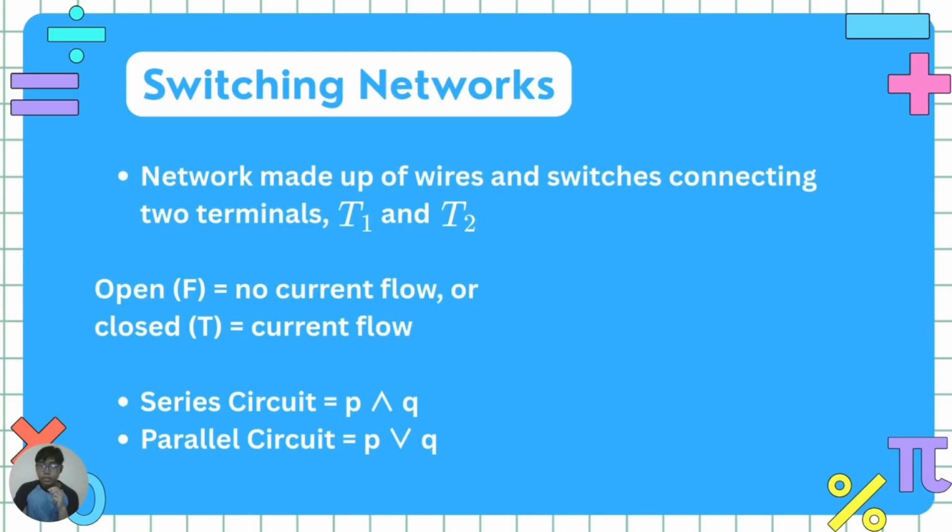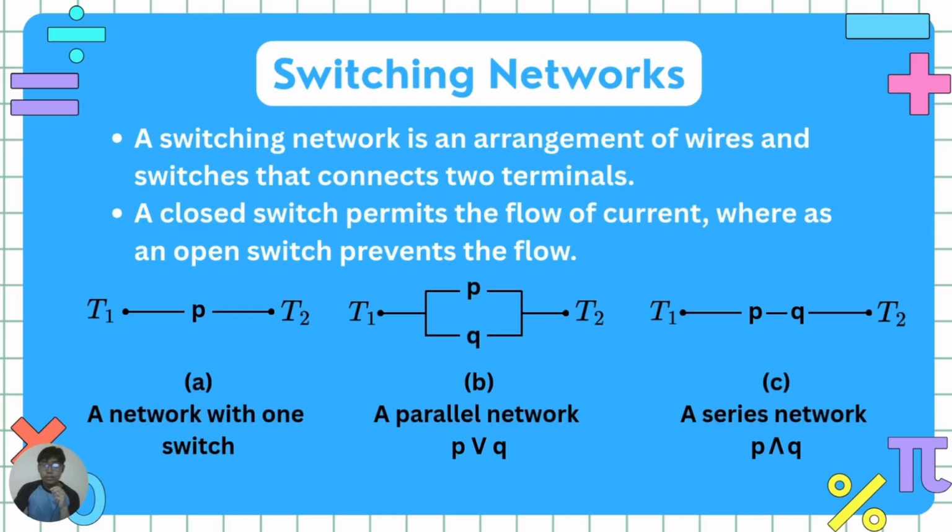To do this, we treat the state of the switch as a logical truth value. Closed switch, T. When a switch is closed, it completes the circuit, allowing the current to flow. This represents a true value. Open switch, F. When a switch is open, the path is broken and there is no current flow. This represents a false value. By using these states, we can represent complex logical expressions as physical circuits.